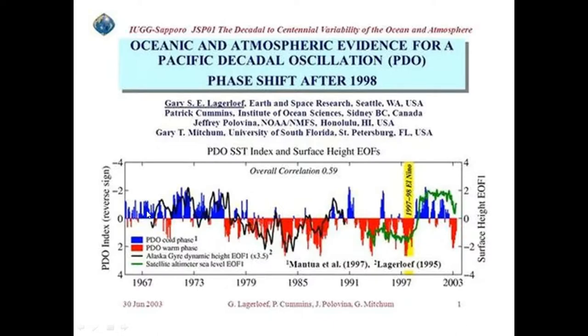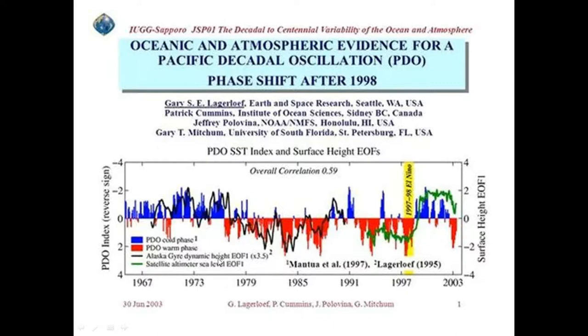Blue, cool PDO, that's in the negative phase, and you see the signs accordingly. The Alaska gyre dynamic height, that's this black line. And you can see it's very interesting how it closely tracks what the index is doing.